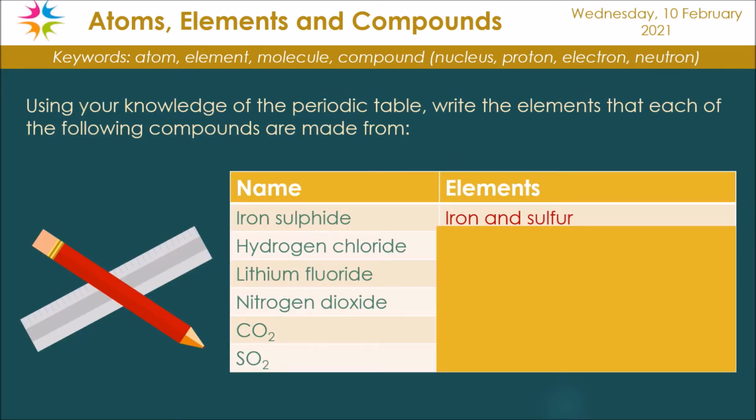So now that you've had a go at those, write the elements that each of the following compounds are made from. Just the elements. So the top one's done for you. Iron sulfide is made from the 2 elements iron and sulfur.